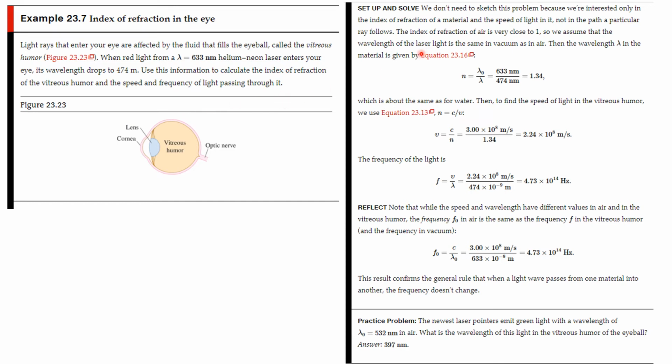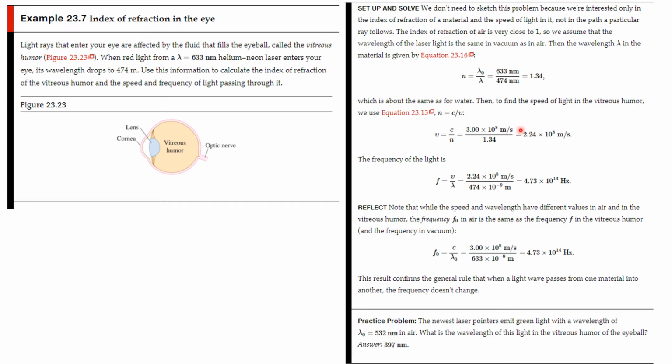Use this information to calculate the index of refraction of the fluid and the speed and frequency of the light passing through it. Well, okay, we know from the equation that we just derived a little bit earlier that the index of refraction is lambda 0 divided by lambda. These two were given. So when I take that ratio, I get that the index of refraction is 1.34, which is very close to what it is for water, but we'll use this number here. So then we know that the velocity is equal to c over n. Actually, we knew that n was c over v, but this is that equation solved for v.